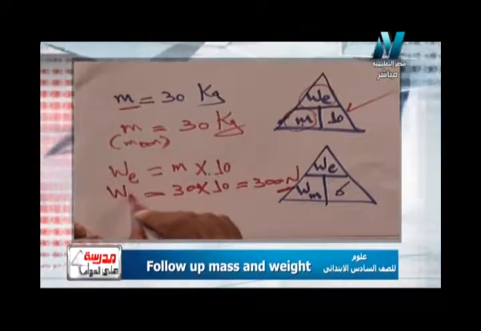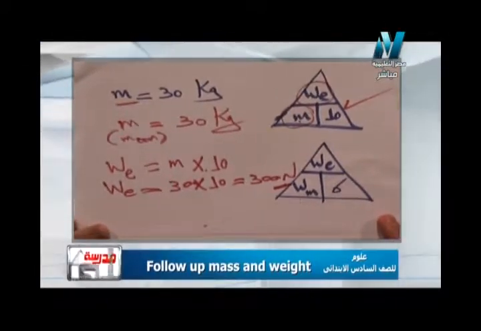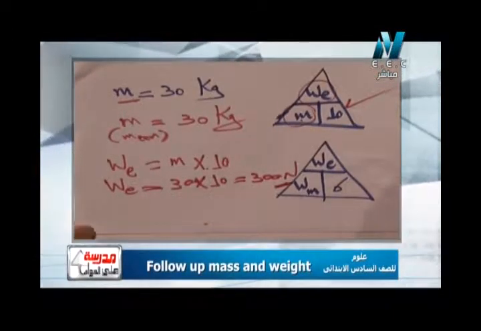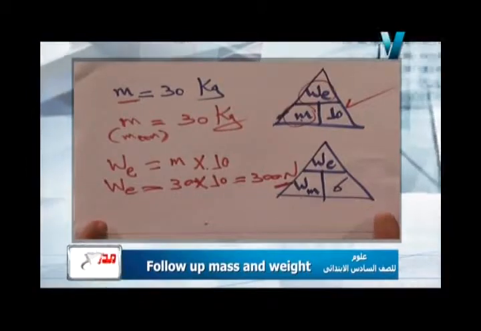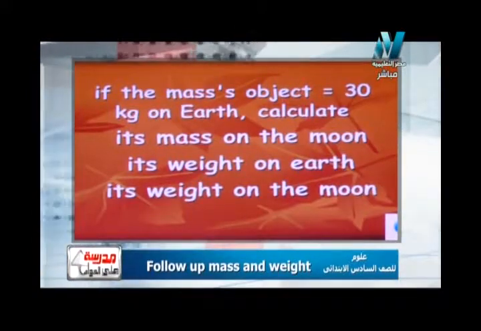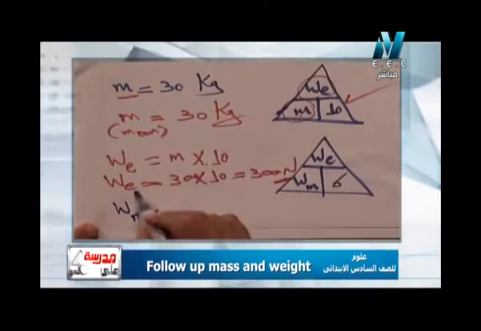Because weight, as we have practiced more and more, is measured by Newton. So what about the last demand? The last demand is the weight on the moon. Look here, the weight on the moon equals what? I want the weight on the moon and I have the weight on the earth.